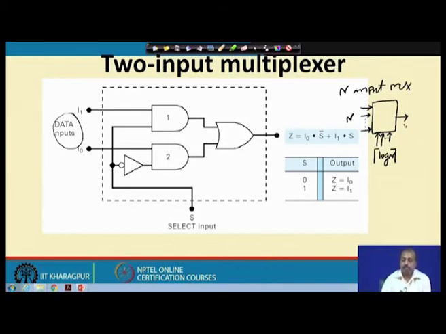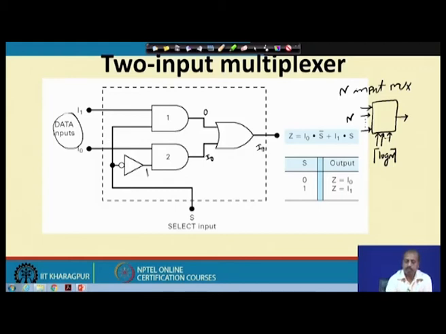Internally, how will it look like is something like this. Say s is equal to 0. When s equal to 0, you see that this AND gate output is 0. So, whatever be the value of I1, you will get a 0 at this point. On the other hand, when s equal to 0, this input is 1. As a result, whatever is coming at I0 will be outputted here. So, at this point I am getting a 0, this point I am getting I0, and this is the OR of these two. So, here I will get I0.